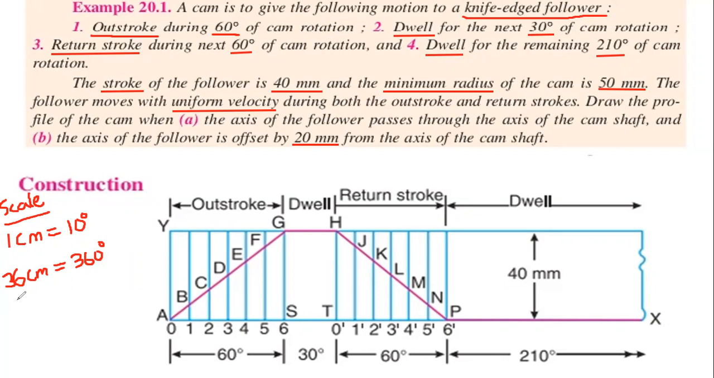So in total, we take 36 centimeters. So the length of the AX line is 36 centimeters, which represents an angle of 360 degrees. So first, take the outstroke.